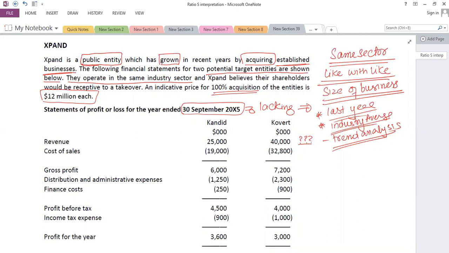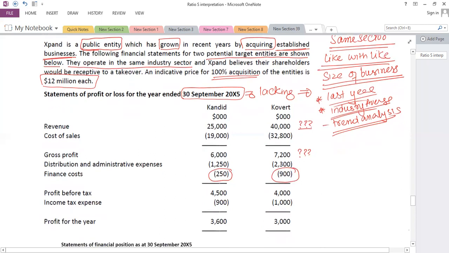And accordingly, the gross profit margin, the gross profit is different. The gross profit margin might be different. Distribution expense, we have finance cost. Look, their finance cost comparison. I'm just doing it without ratios right now. Their finance cost comparison: Covert has heavy finance cost as compared to Candid.